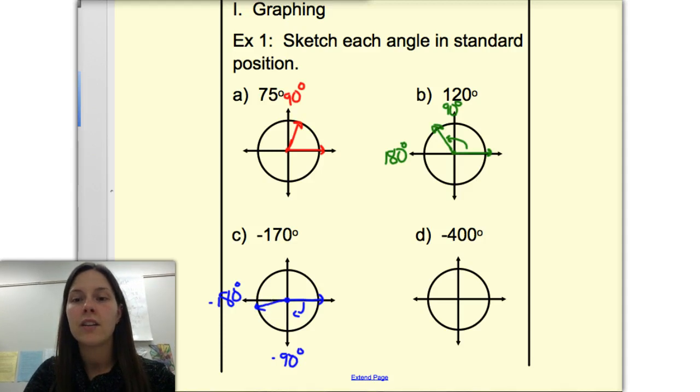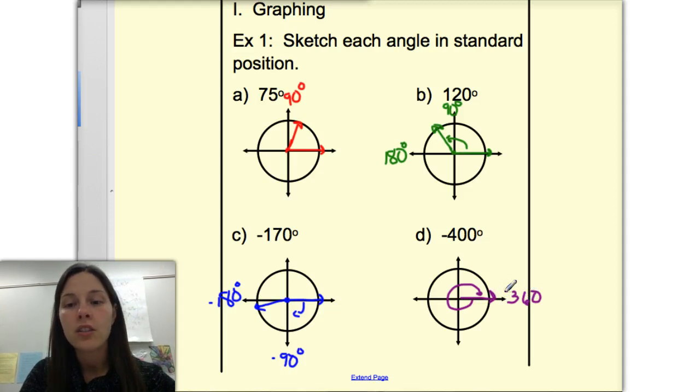And finally, a negative 400 degree angle. Thinking about our full rotation, and again going in the negative direction, our full rotation would bring us back to 360 degrees, or negative 360 since we rotated clockwise. 400 degrees is 40 degrees past that. So our terminal side would be about here. That would be our negative 400 degree angle.